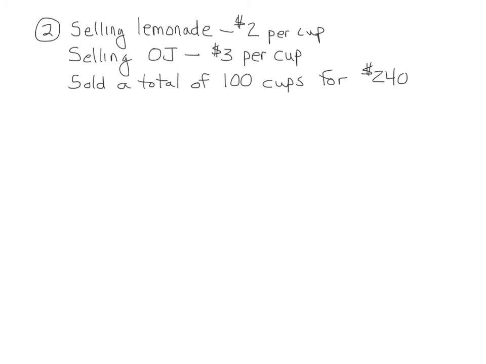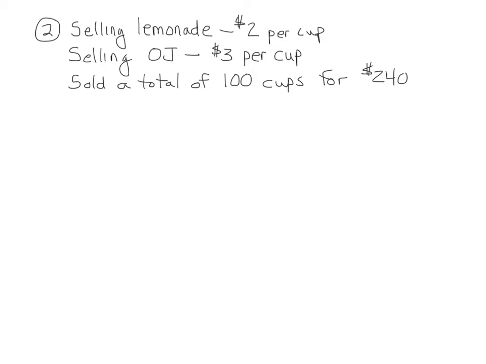Alrighty, let's say you were selling some lemonade and you were selling it for $2 a cup, and you were also selling some orange juice for $3 a cup. And when you were all done, you sold a total of 100 cups for 240 bucks. Alright, we need a couple equations.